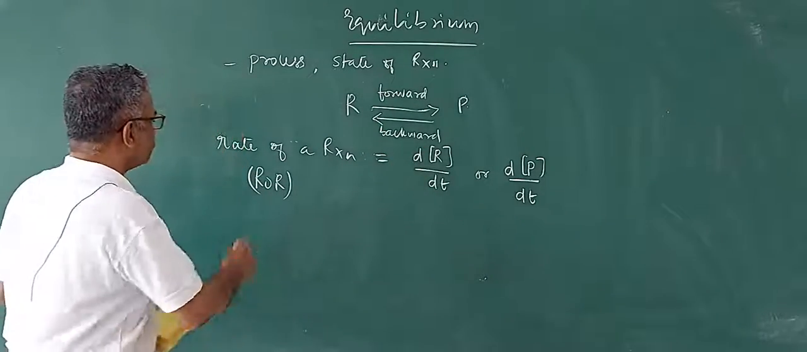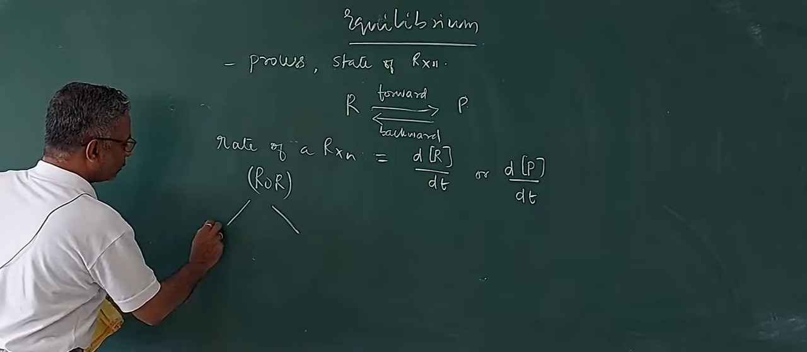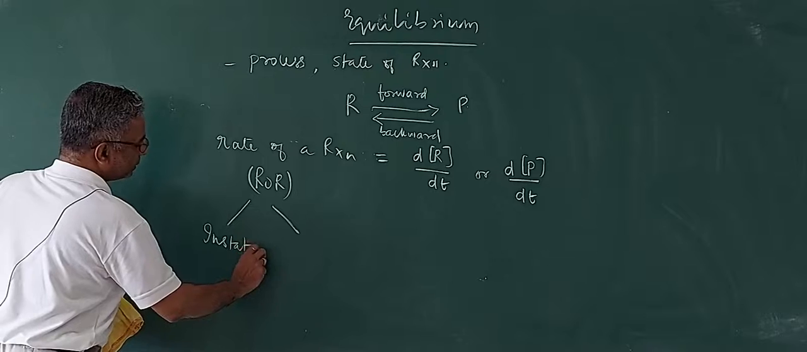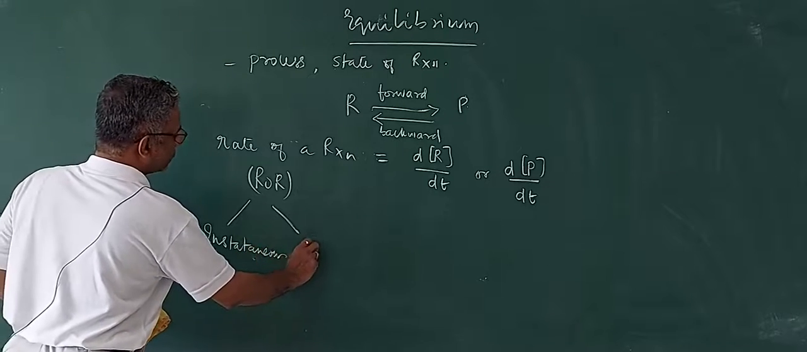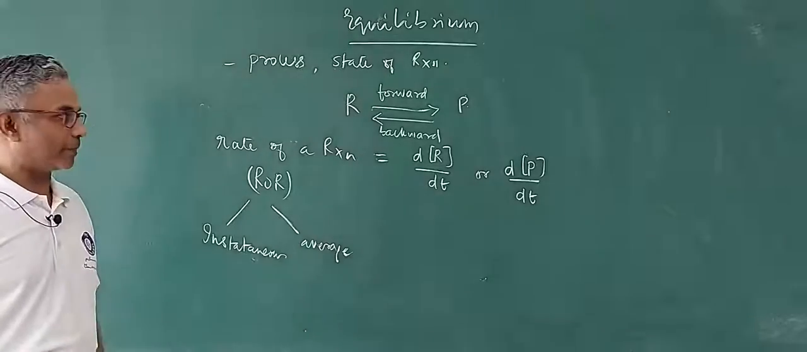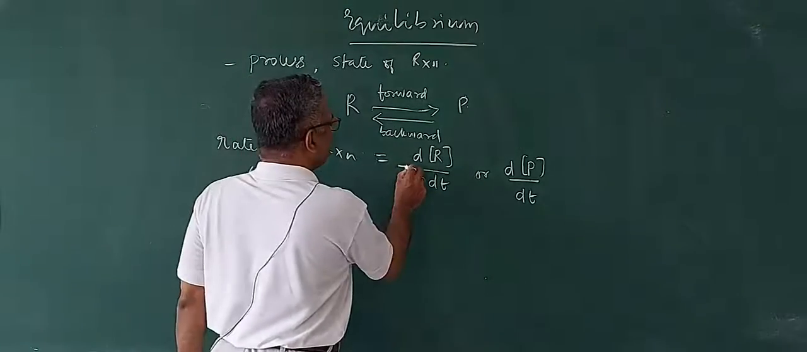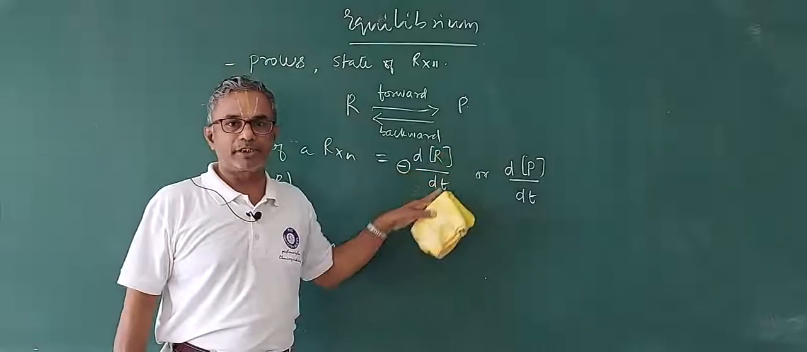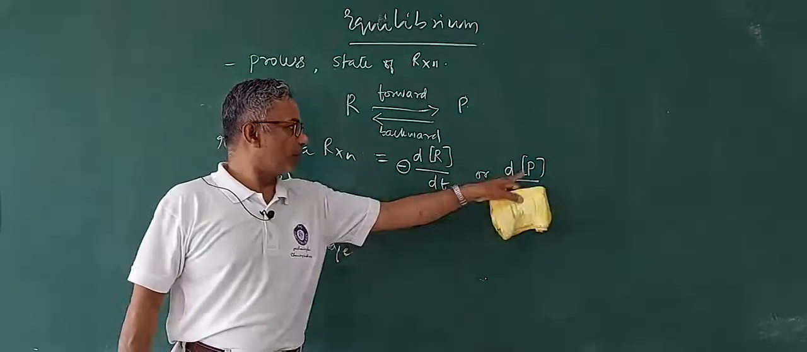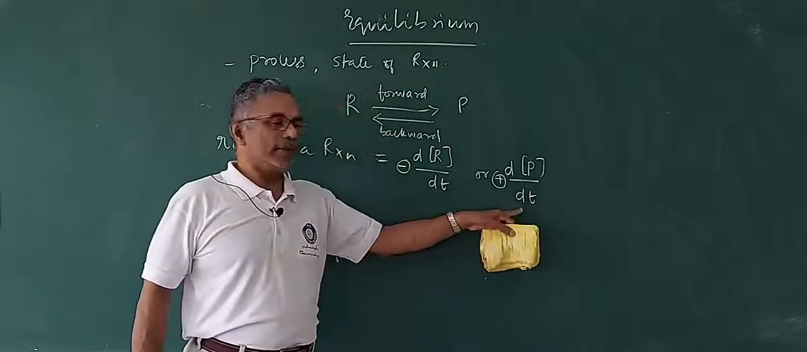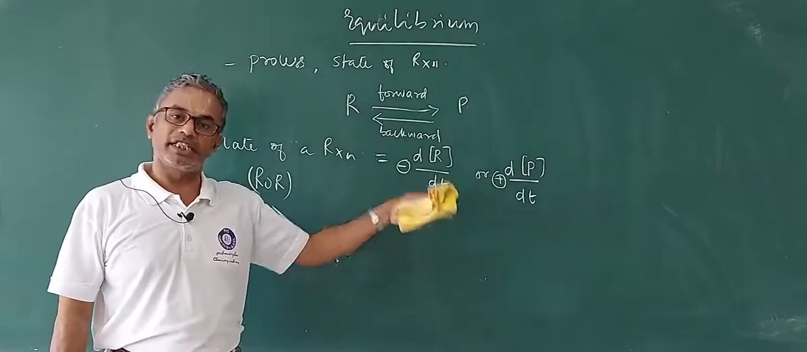Okay. So, we have two types of rate of reaction. One is called the instantaneous rate, and another is called the average rate. We will see these two rates separately. We put a minus sign here to indicate that the concentration of the reactant decreases with time. We put a positive sign here to represent that with time the concentration of the products increases.